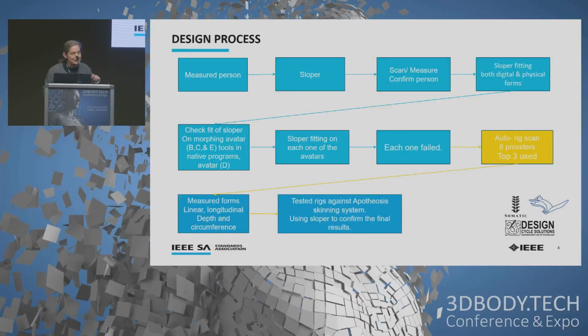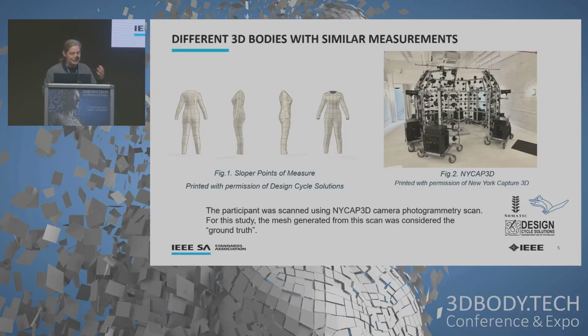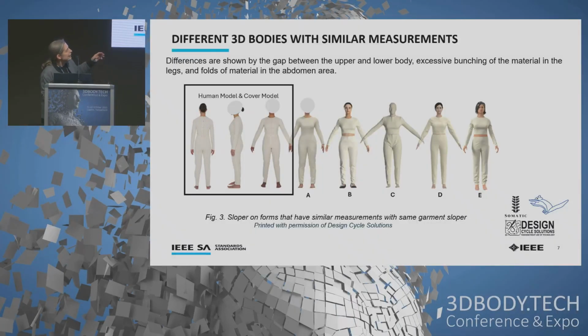Because one of the issues is as soon as you start adding rigging, the rigging will change the avatar. Here's the sloper that was designed, and then here's the scan. It was one of those with 175 cameras, basically a high end. We just said for this point, we're going to take it as a ground truth. So these are some of the examples.